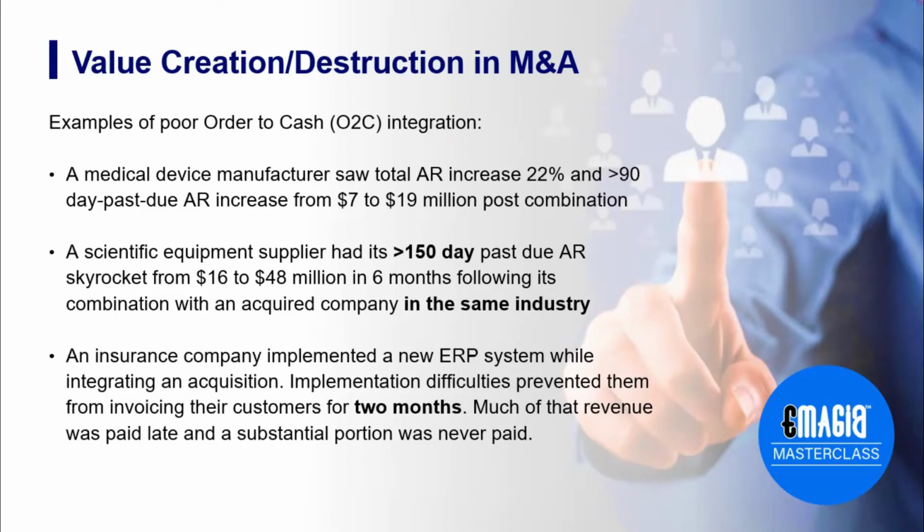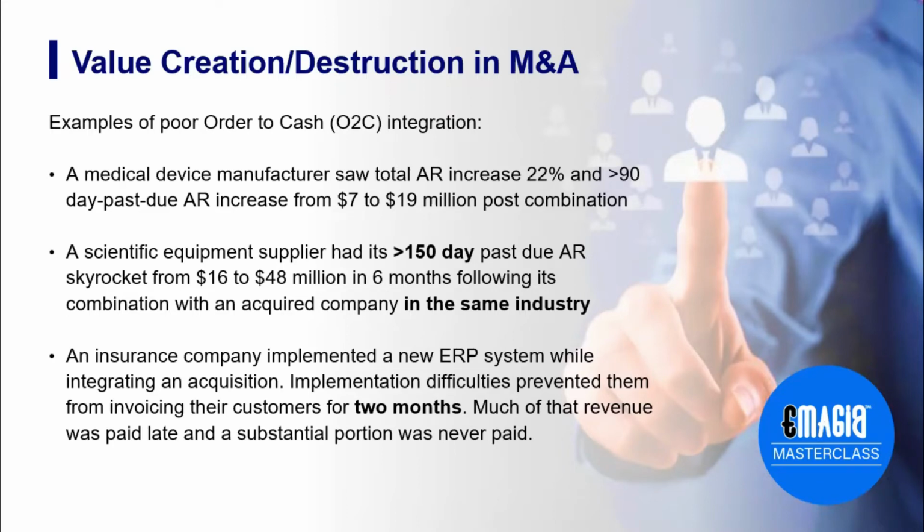Another example is a supplier of scientific equipment had its over 150 day. Now, 150 days past due. That's pretty old, and that's really into the danger zone of not ever collecting a lot of that money. Well, that over 150 past due AR tripled, 16 to 48 million in 6 months. Integrating an acquired company in the same industry. So you think, well, same industry, they know the customers, they know the business. Should have gone a little easier, a little better.